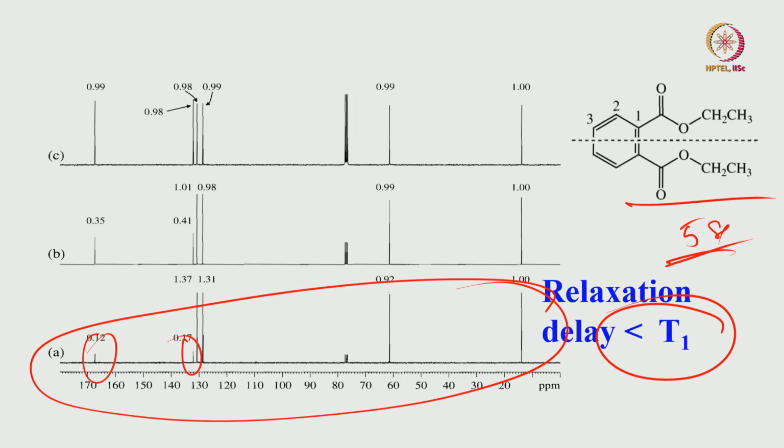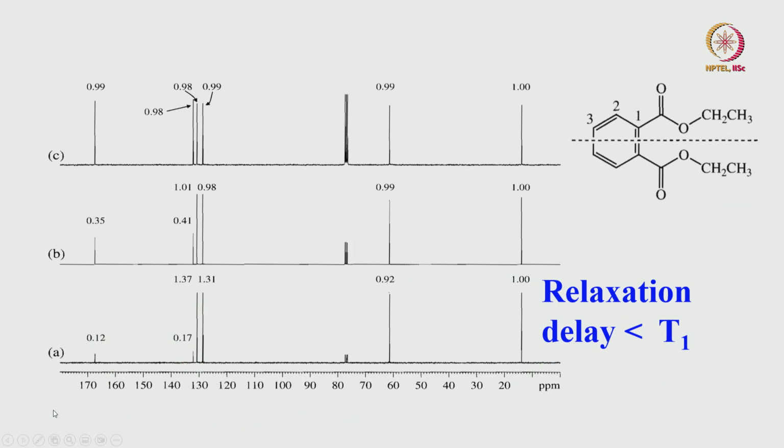See, for example, these carbons are not of equal intensity, but they are individual carbons. Why are we not getting equal intensity for individual carbons? When there is an overlap, I understand. When there is no overlap, why are we not getting equal intensity? So that is a problem. That is one aspect. It is a possibility because we have given a relaxation delay less than T1.